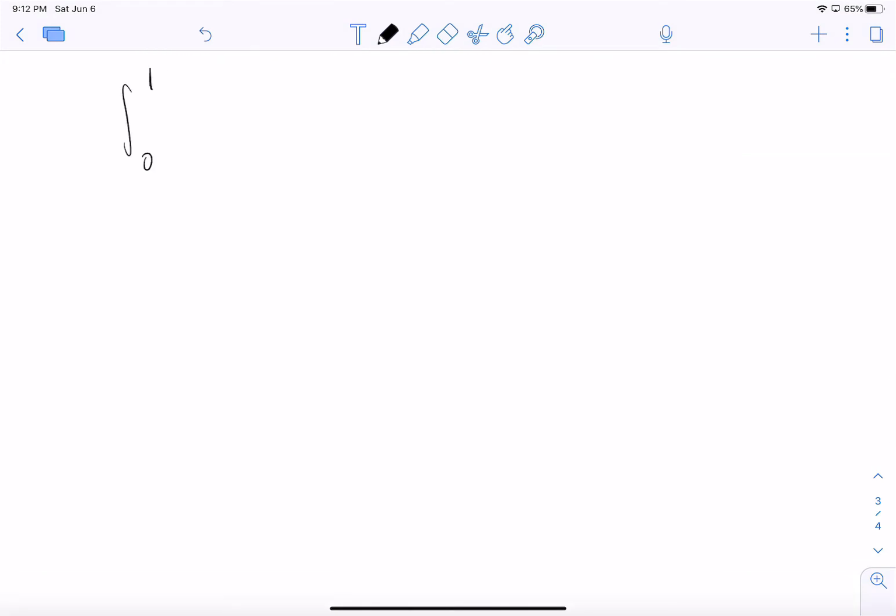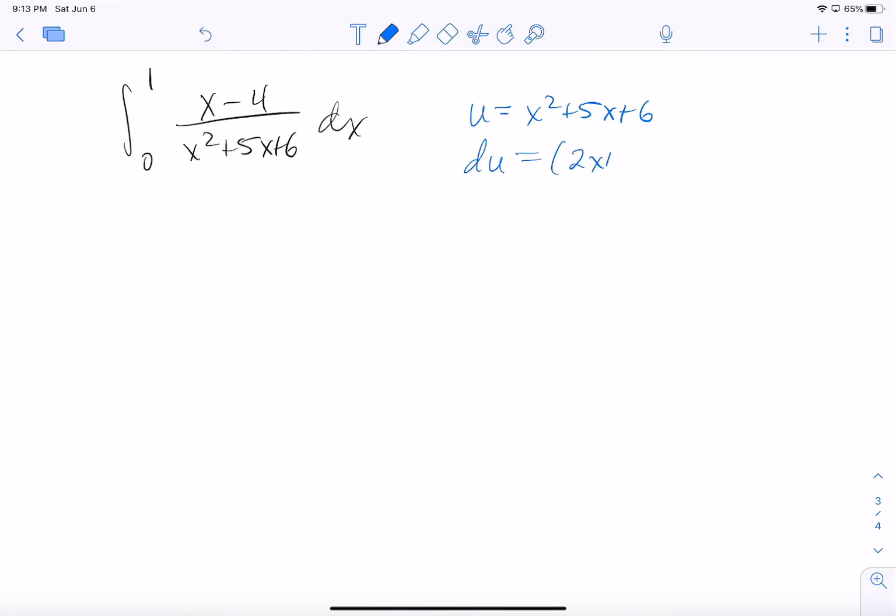Next, we have the integral from 0 to 1 of (x − 4)/(x² + 5x + 6) dx. We have a proper rational function, but if you tried, say, using a u substitution, maybe this will work out to be a natural log. Letting u equal the denominator, x² + 5x + 6, would lead us to du = (2x + 5) dx. In the numerator, we do not have 2x + 5, we have x − 4. Therefore, this attempt at a basic u substitution is not going to work.